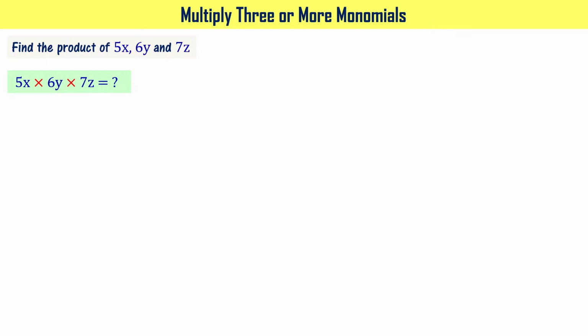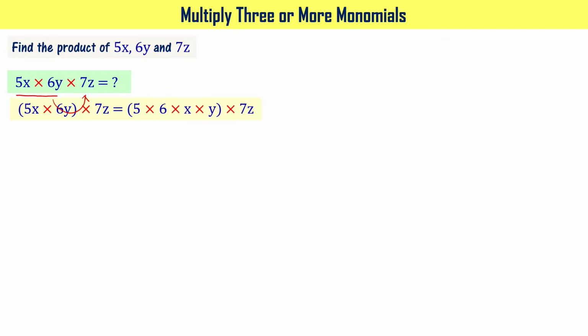We have seen the multiplication of two monomials, right? We can consider these two monomials first and multiply. The product is going to be another monomial, so that I can multiply that monomial with 7z later. It's like I'm making this multiplication of three monomials as multiplication of two monomials once and then multiplication of two monomials later, right? Let's do that way.